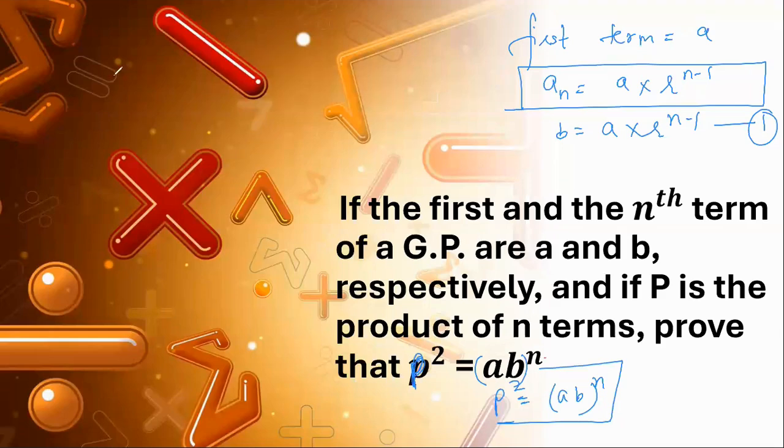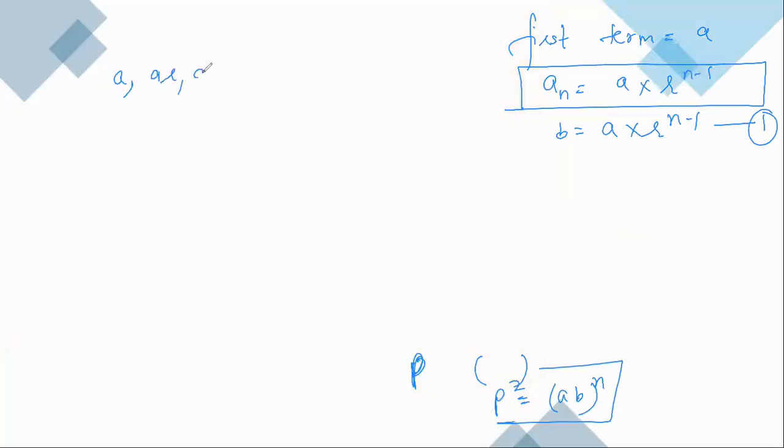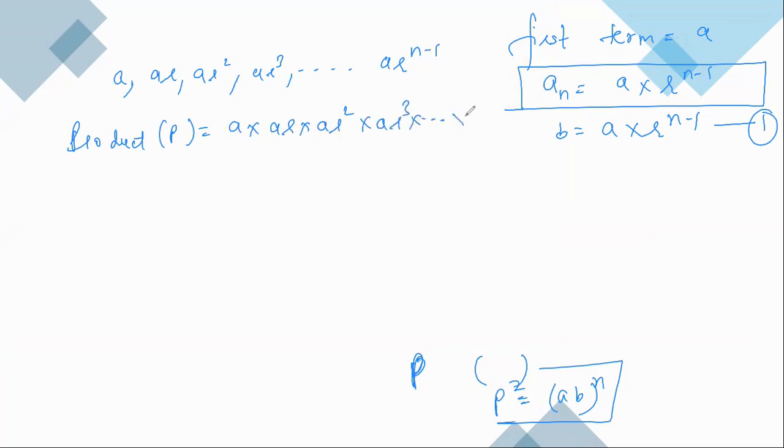So what is a general GP? General GP is A, AR, AR square, AR cube, and so on till AR raised to the power n minus 1. So the last term has the power 1 less than n if we are talking about n terms. The product, which is P, is equal to A times AR, multiplying all the terms together, dot dot dot, multiplied by AR raised to the power n minus 1. Now every term has A. How many terms are there? n terms. So it will be A raised to the power n.